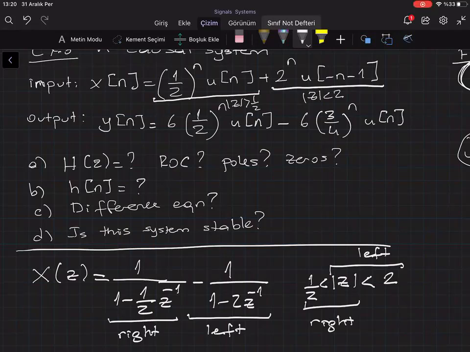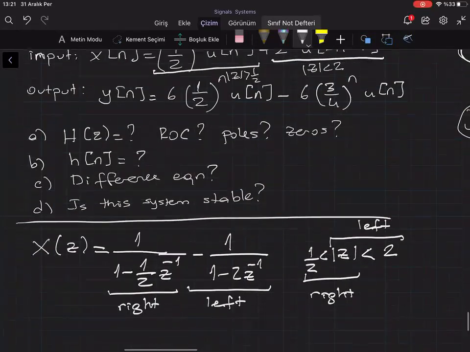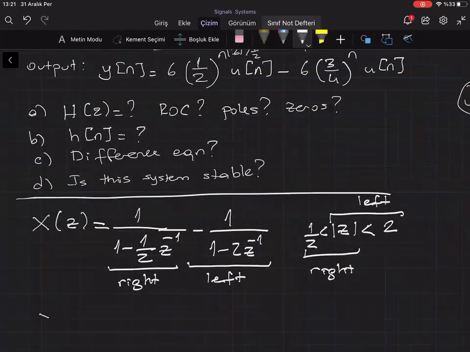Did everyone understand this part? We have been discussing these kinds of things for the last 3 hours, 4 hours, so that's why I want to be a little bit fast in that case. I hope you got the point. How about Y of Z? What is Y of Z?